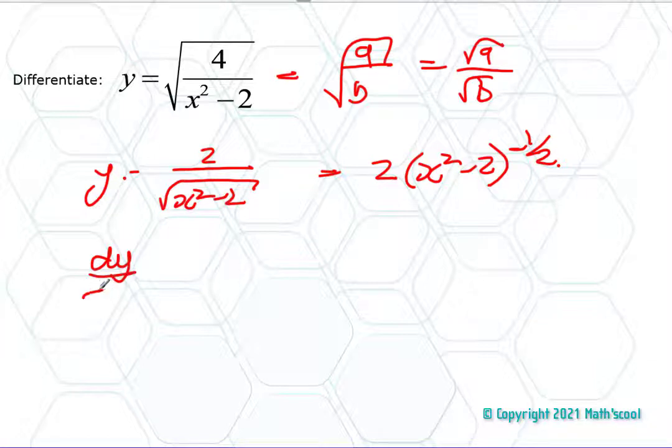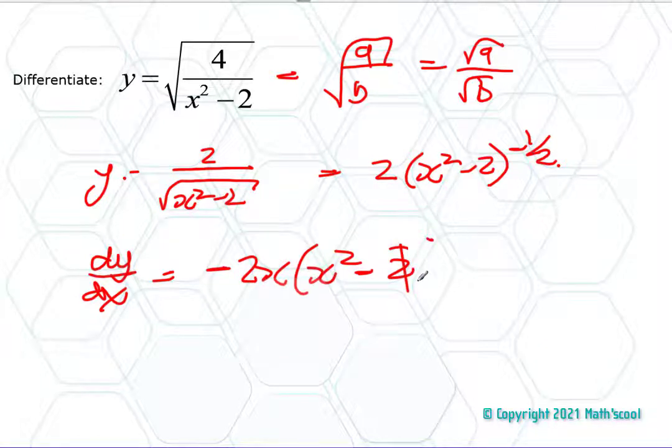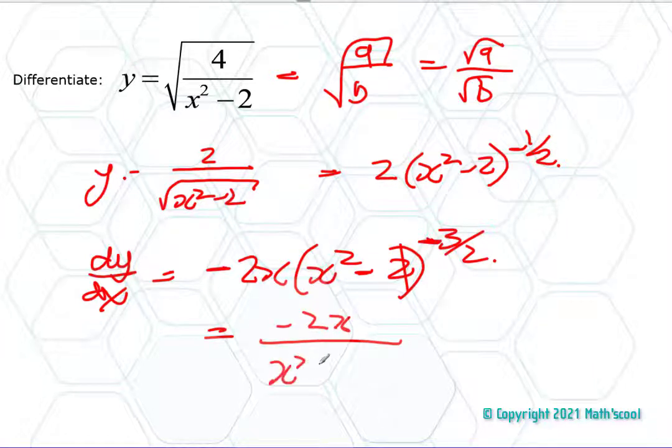Now I want to differentiate it. So dy by dx equals, the minus a half is going to come down and multiply the 2, which is going to give me minus 1. Then I'm going to get the differential of the x squared, which is 2x, and x squared minus 2 to the minus 3 over 2, which is minus 2x over x squared minus 2 square rooted and cubed.